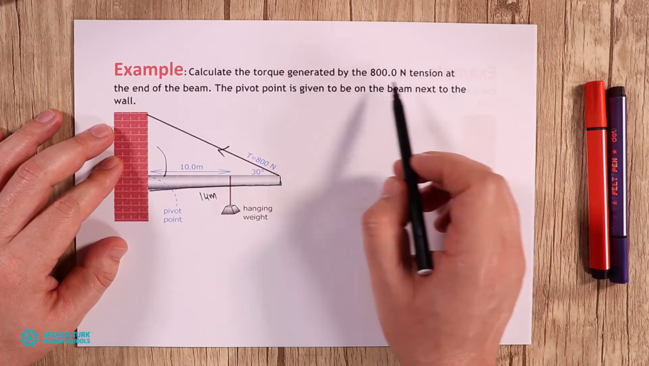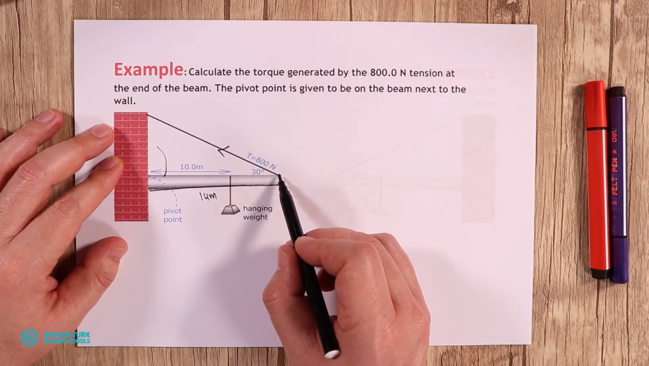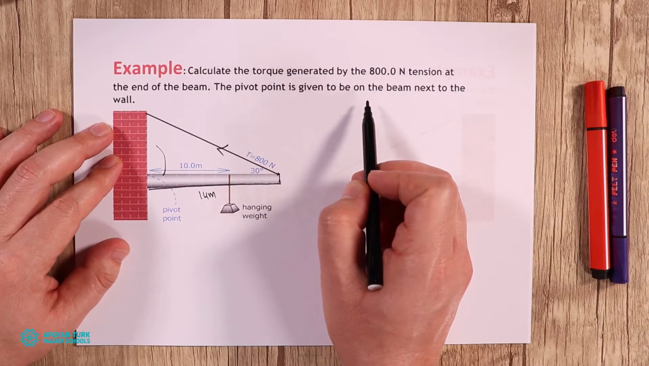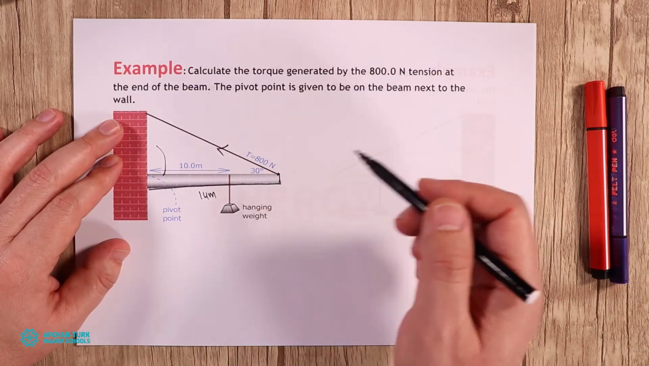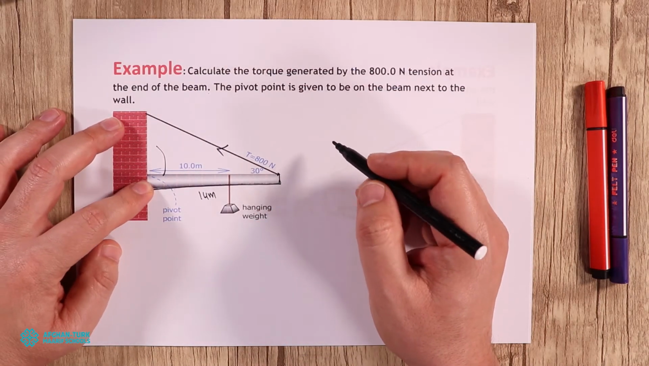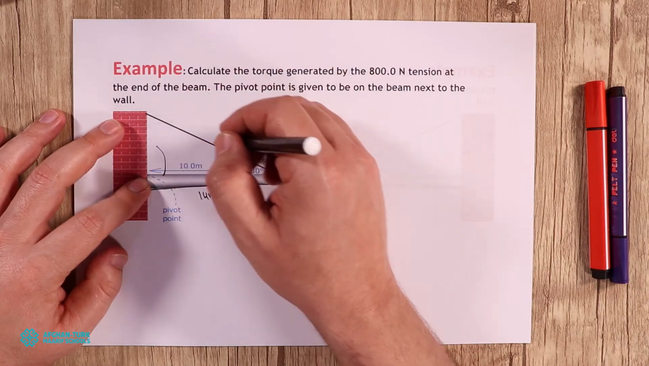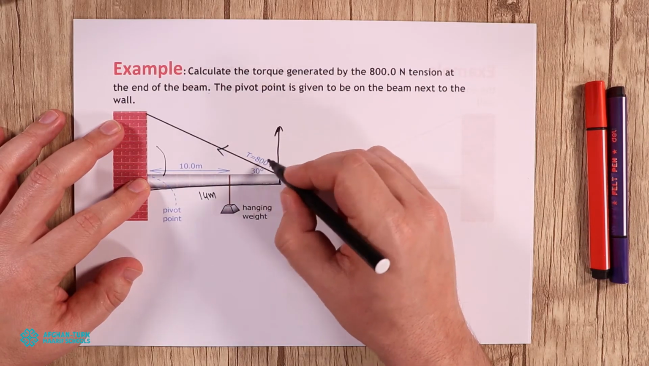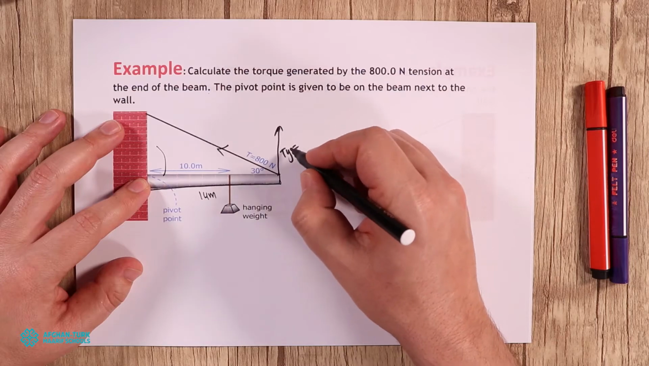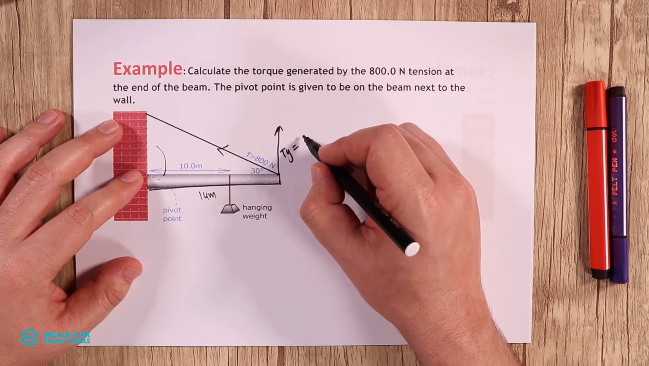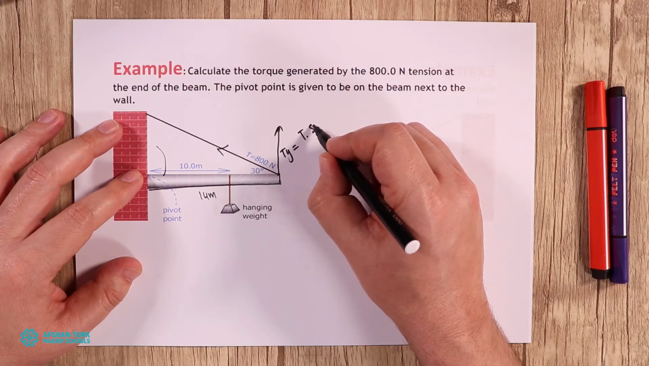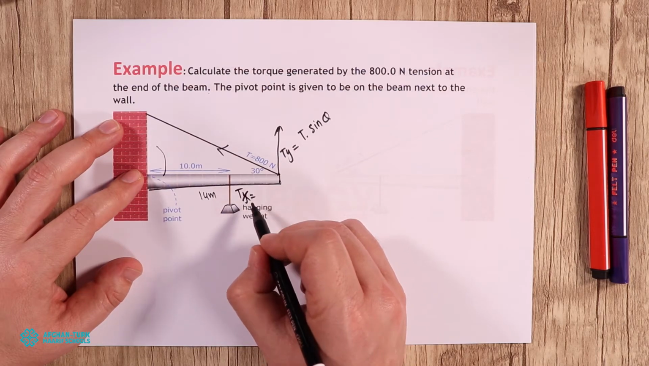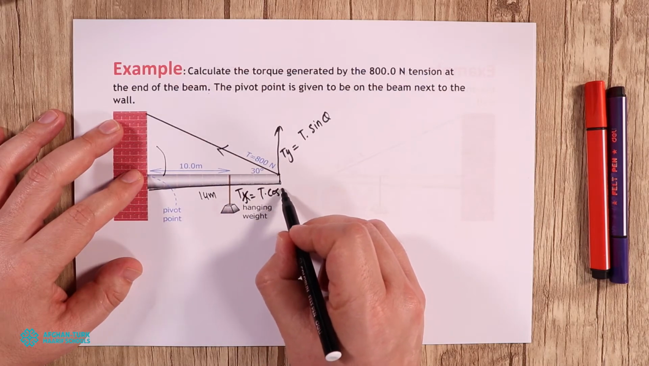Okay, the tension force is applied at the end of the beam. The pivot point is given to be on the beam next to the wall. Now in this part we will find the components of the tension force. This is the vertical component, T of y, which is equal to T sine theta, and this is T of x, which is equal to T cosine theta.